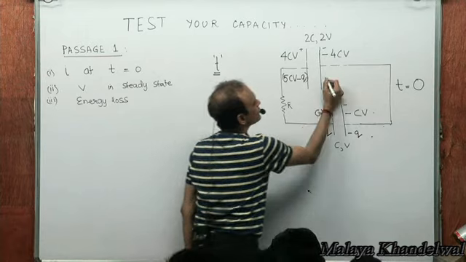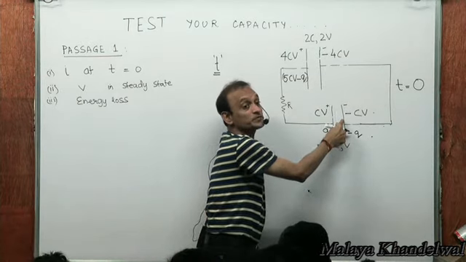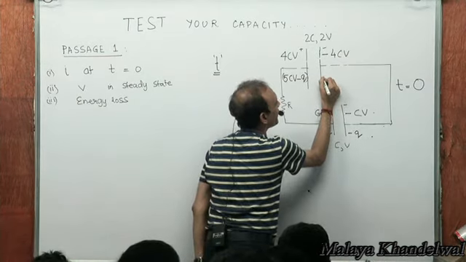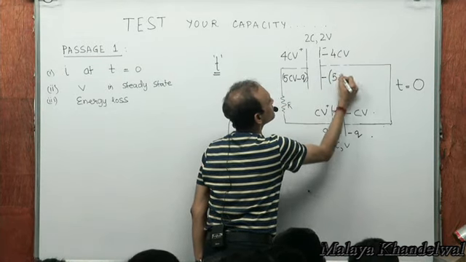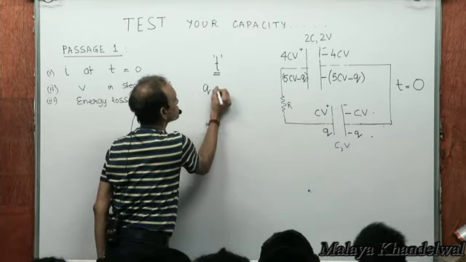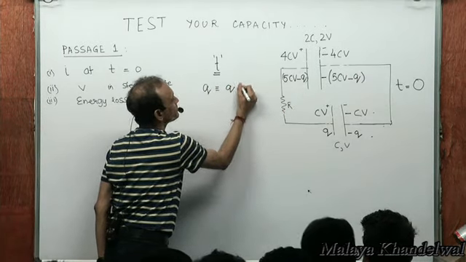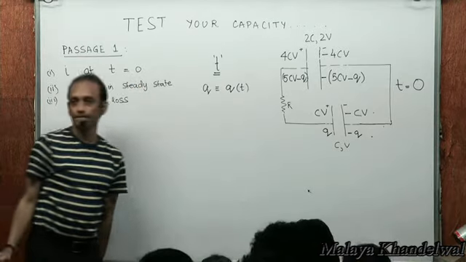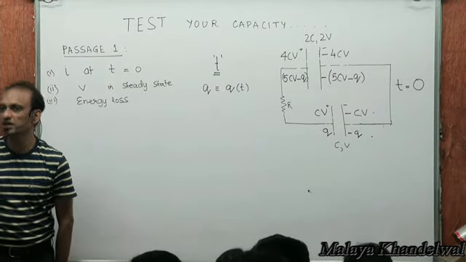And this plate plus this plate will always be minus 5CV. So this would then have minus of 5CV minus Q at an instant of time t. Q then would be a function of t. Clear? Yes or no?